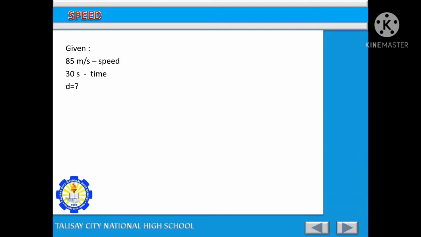If you notice, what is being asked in the problem is no longer the speed. Rather, it is the distance. So, how do we solve for the distance using the formula for speed? All we need to do is use the magic triangle. If you notice, the three variables, namely speed, distance, and time, are inside the triangle and are separated by two types of lines: the horizontal line and the vertical line.